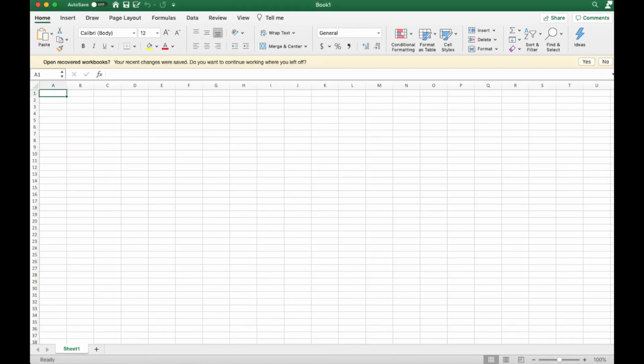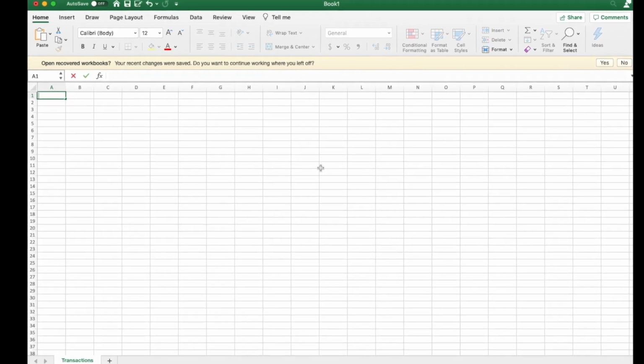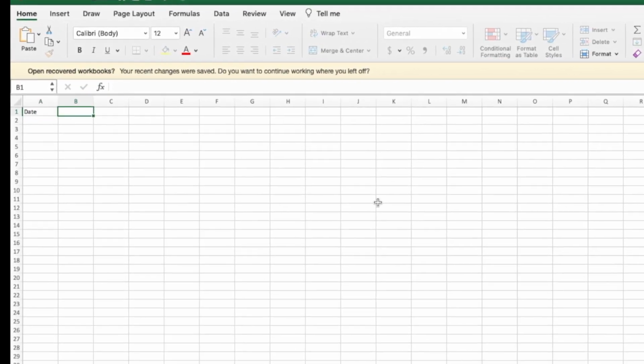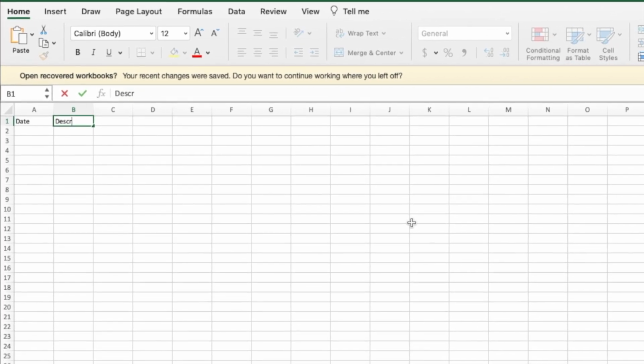Start by opening up Excel. Once Excel is opened, I'm going to rename this tab by double clicking on it. We're going to call this tab transactions. Now we'll just type in date. Once we have the date set, let's type in the description. These are going to be our main columns.